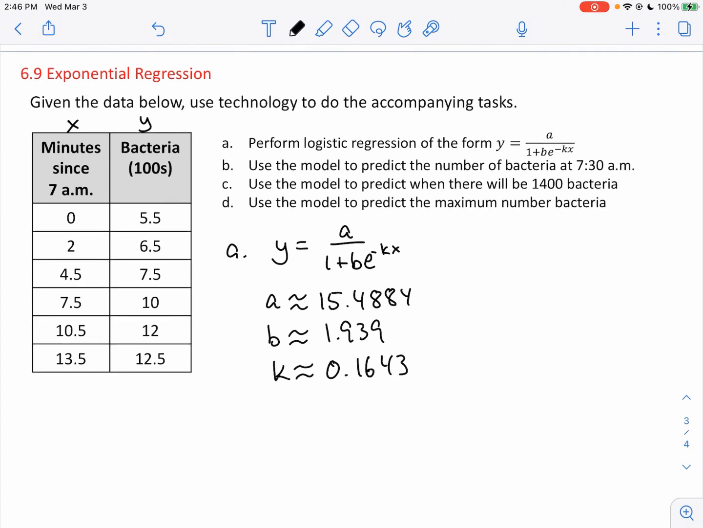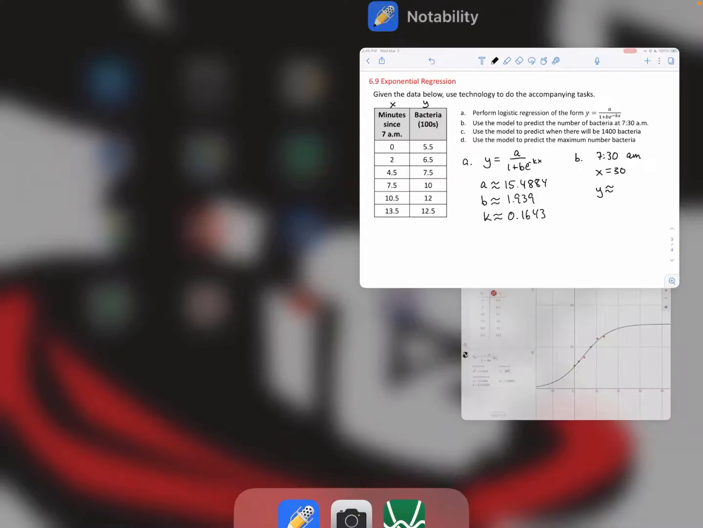Okay, part B. Use the model to predict the number of bacteria at 7:30. So at 7:30 a.m., that is how many minutes since 7 a.m.? So we have to convert this to an x coordinate. I need to use x equals 30, because it's 30 minutes since 7 a.m. So we'll use x equals 30, and then use the model to give us what y would be.